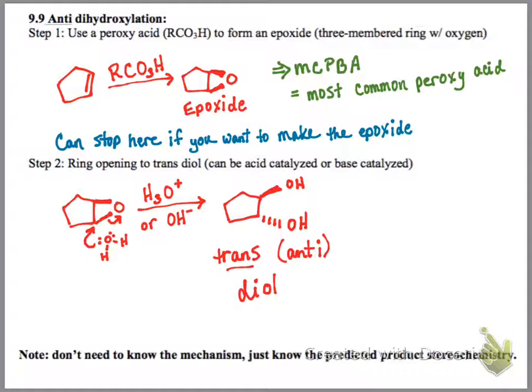Like I said, if you wanted the epoxide, you could stop at the first step, and this would be the product. But if you add water with acid or base, then it opens up the epoxide. The water is a nucleophile, and the water comes in trans, and it will give you two OHs, and notice that they are trans to each other.